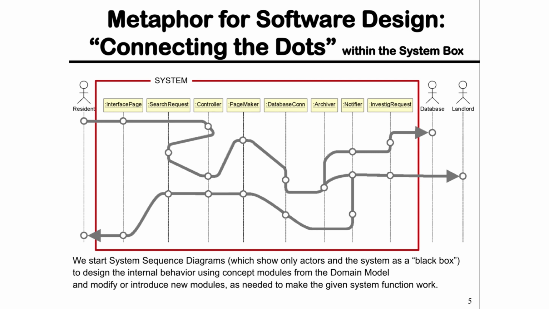So the second step, starting from the system sequence diagram, would be to design the internal behavior of this black box system. The technique we use to design the internal behavior of this black box system is called the module sequence diagramming technique. And the module sequence diagram mainly bases on the domain model, or the problem domain model, that we have specified in the requirement engineering phase.